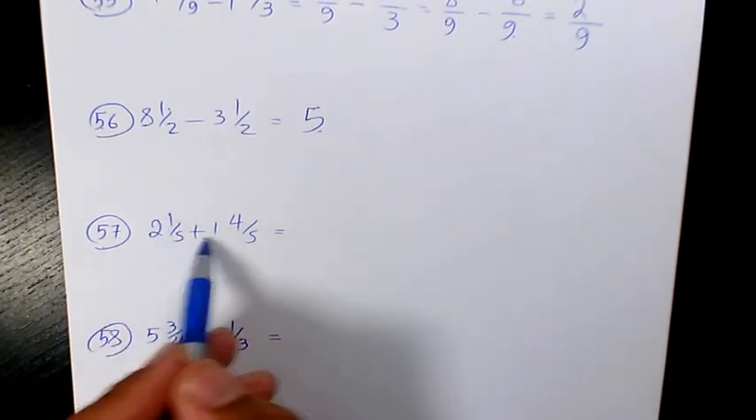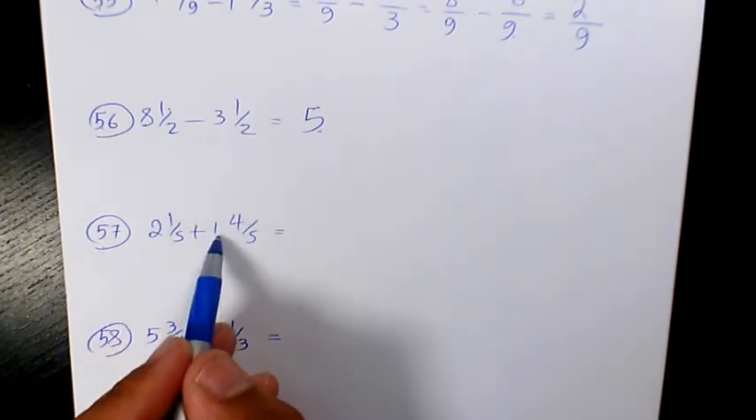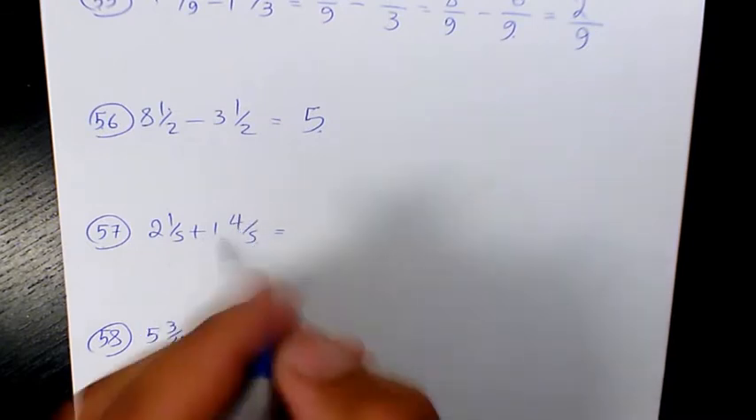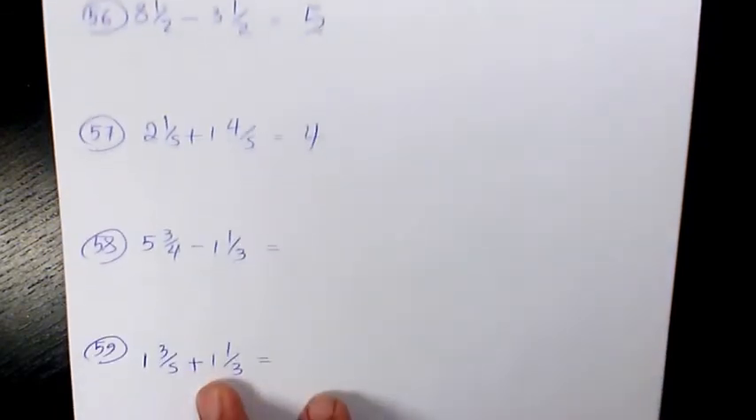2, 1 over 5 plus 1, 4 over 5. 2 plus 1 is 3. 1 over 5 plus 4 over 5 is going to be 1. So the answer is going to be 4.